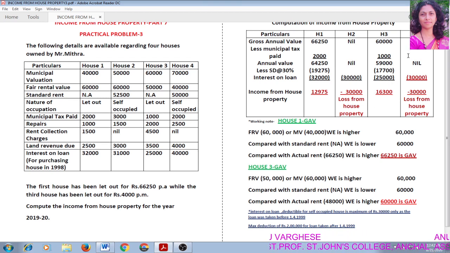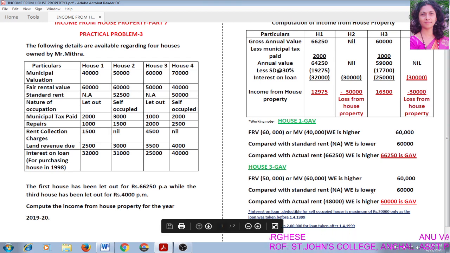Okay. Now we can do house number 4. Again it is self-occupied. So annual value is nil. From that you can deduct only interest on loan, as it is self-occupied and it was purchased in 1998. That means before 1999, the maximum limit is 30,000. So again it is also loss from house property, that is rupees 30,000. Okay, hope you understood today's session. Thank you.